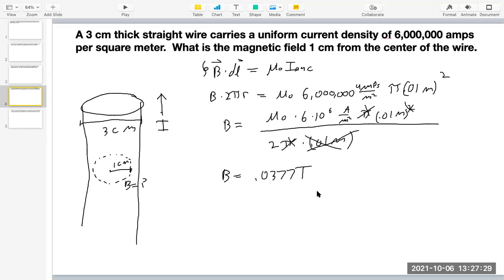So the magnetic field strength would be 0.0377 Tesla, and the direction would be, by right-hand rule, counterclockwise as viewed from above. So going around that way at 0.033, I'm sorry, 0.0377 Tesla. Good on applying this? Questions on Ampere's law?